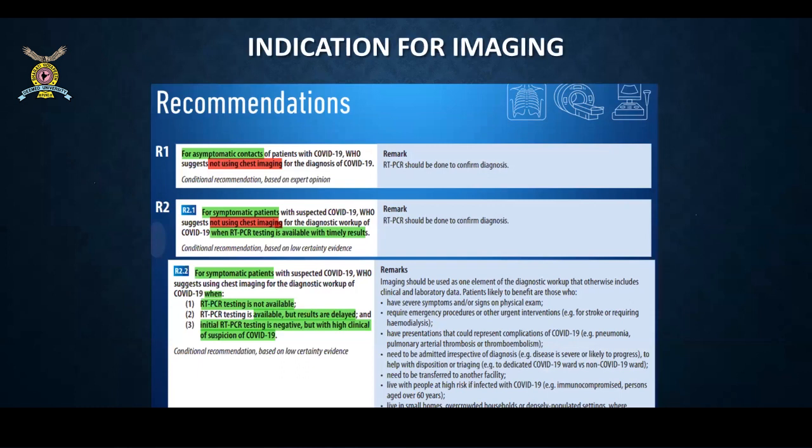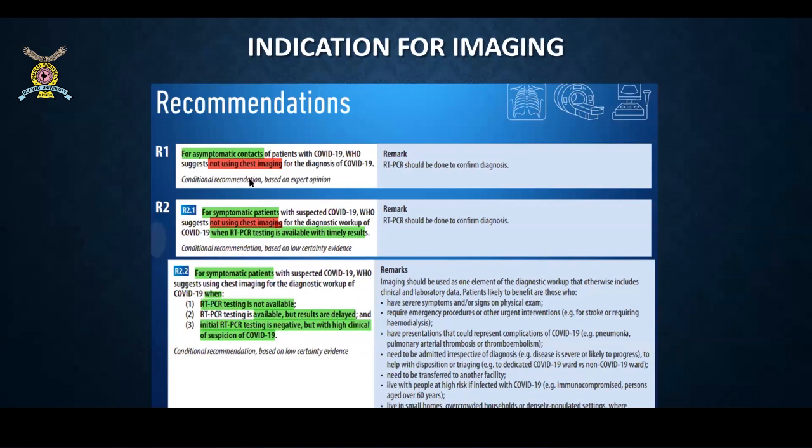So this is a screenshot of a World Health Organization manual published in June 2020, which clearly says that we should go ahead with imaging if the patient is symptomatic and the RT-PCR test is not available. Second, if the patient is symptomatic and the RT-PCR test is available but the results are delayed. And third, if the patient is symptomatic and the RT-PCR test is negative but there is very high clinical suspicion of COVID-19. In such a patient, you should go ahead with imaging.